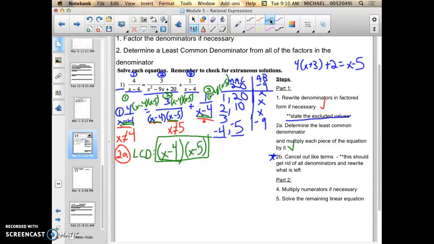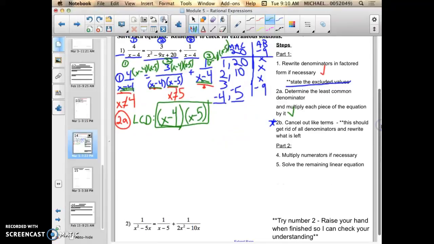Step 2b then, at this point, this is where you should check your work. You're going to cancel out like terms in each piece. That's why I need to write it in factored form, because now the canceling out process is really easy. And so, again, this should get rid of all denominators. So if you did this process right, your step 2b should be rewritten to look something like a linear equation with no denominators. So let's see how we did.